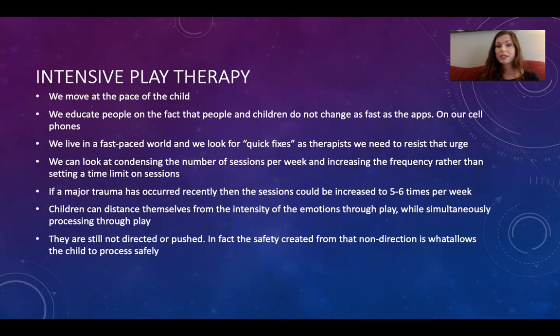So we can look at condensing the number of sessions per week and increasing the frequency rather than setting a time limit on sessions. If a major trauma has occurred recently, then the sessions could be increased to 5 or 6 times per week. And children can distance themselves from the intensity of the emotions through play while simultaneously processing through the play. They're still not directed or pushed. And in fact, the safety created from that non-direction is what allows the child to process safely.